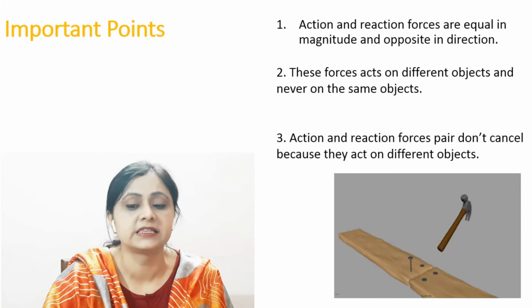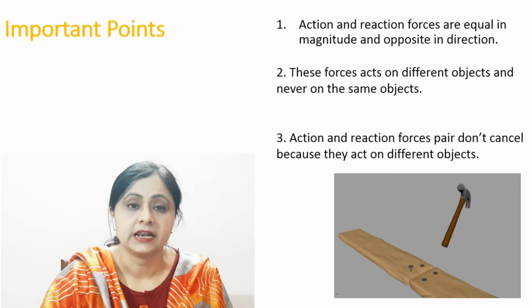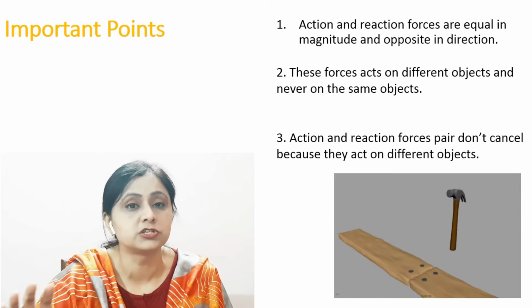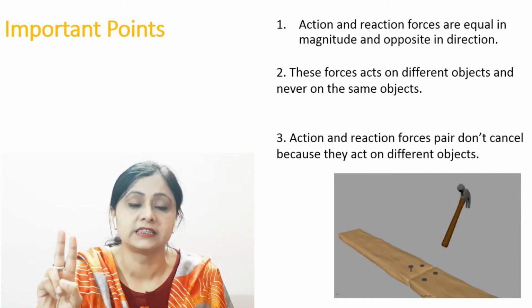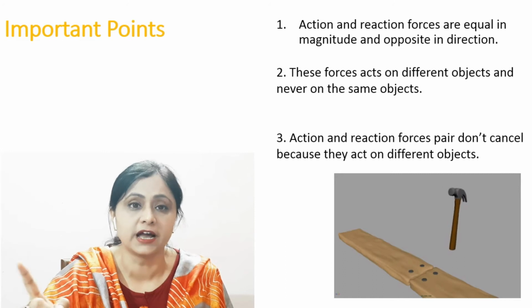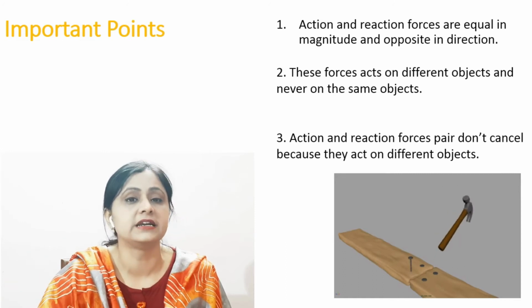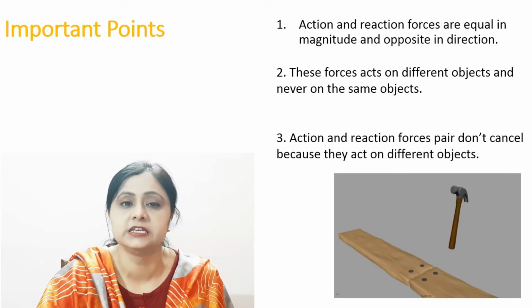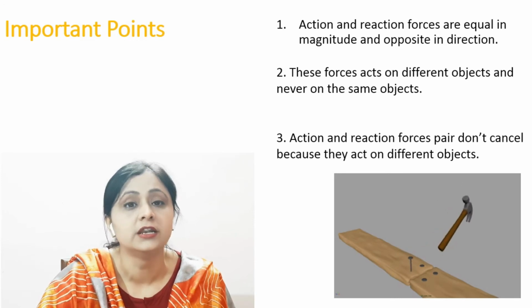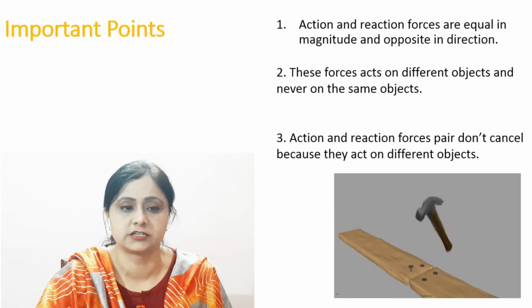One is the hammer and the second is the nail. Like suppose a person is pushing a truck, so there are two things on which force is applied. One is the truck and the second is the person. So that's why we can't cancel these forces, because they act on two different objects.